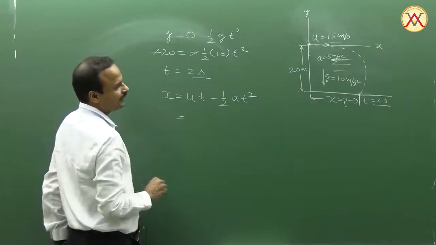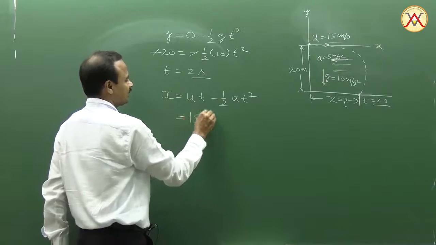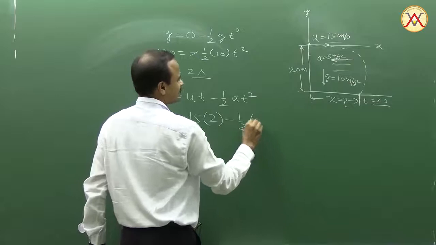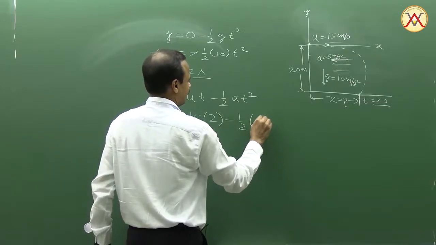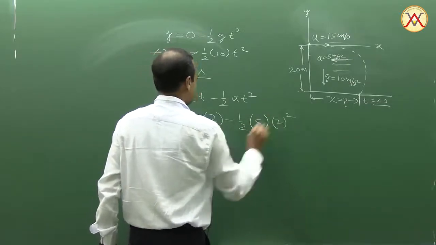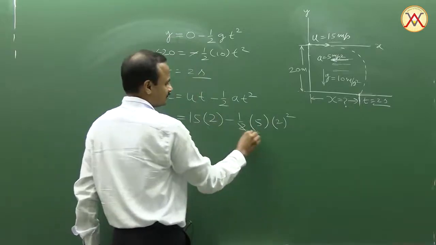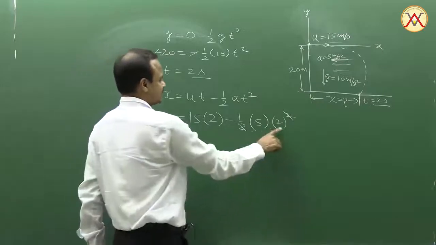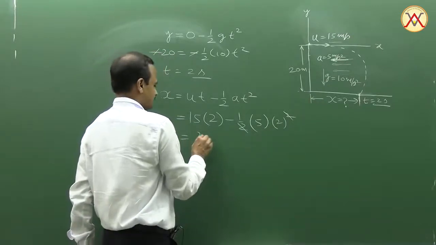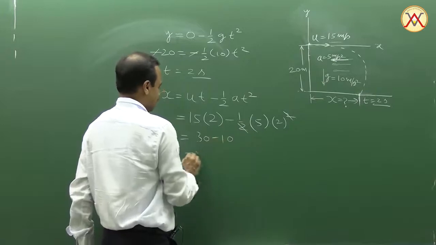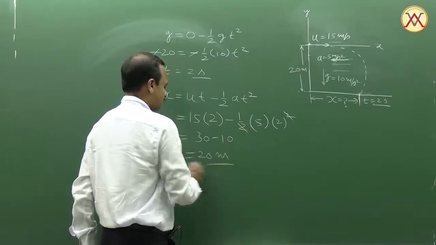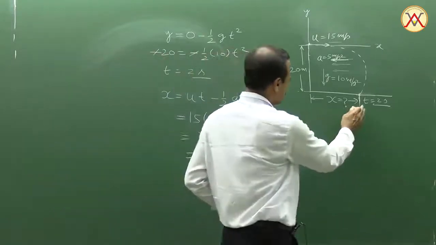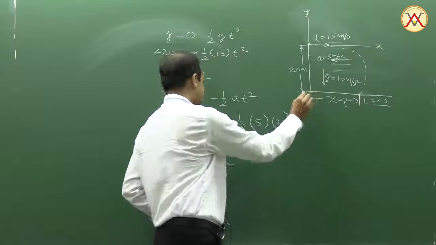So the second equation of motion is used here, and there is this additional term because of this horizontal acceleration. So we just have to put the values. u is 15, t we have calculated as 2, minus half a, a is 5, and 2 squared. So this becomes 30 minus 10, equal to 20 meters. So the projectile will land at a horizontal distance of 20 meters from this corner here.